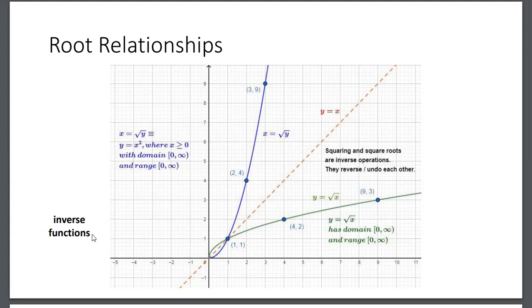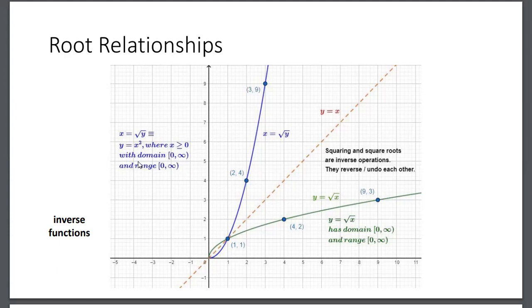These are known as inverse functions. They're inverse operations. X equals the square root of y, this one right here, is equivalent to, if we square both sides, y equals x squared, where x is restricted to be greater than or equal to 0, because you're taking it equal to a square root. Square roots cannot be, this is the principal square root, cannot be negative.